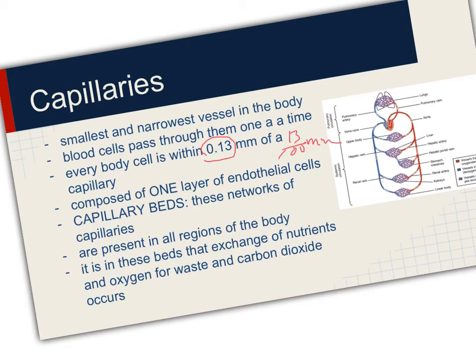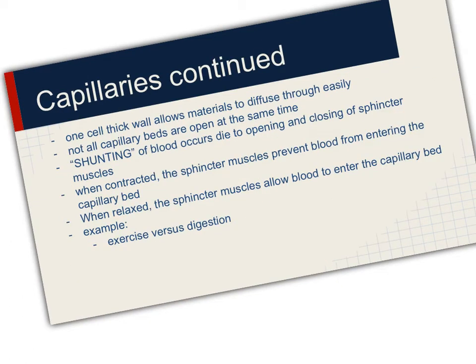These are known as capillary beds, which we can kind of get the idea of on the diagram. These are networks of capillaries. They are present in all regions of the body. It is in these beds that exchange of nutrients and oxygen for waste and carbon dioxide occurs. One cell thick walls allow materials to diffuse through easily.